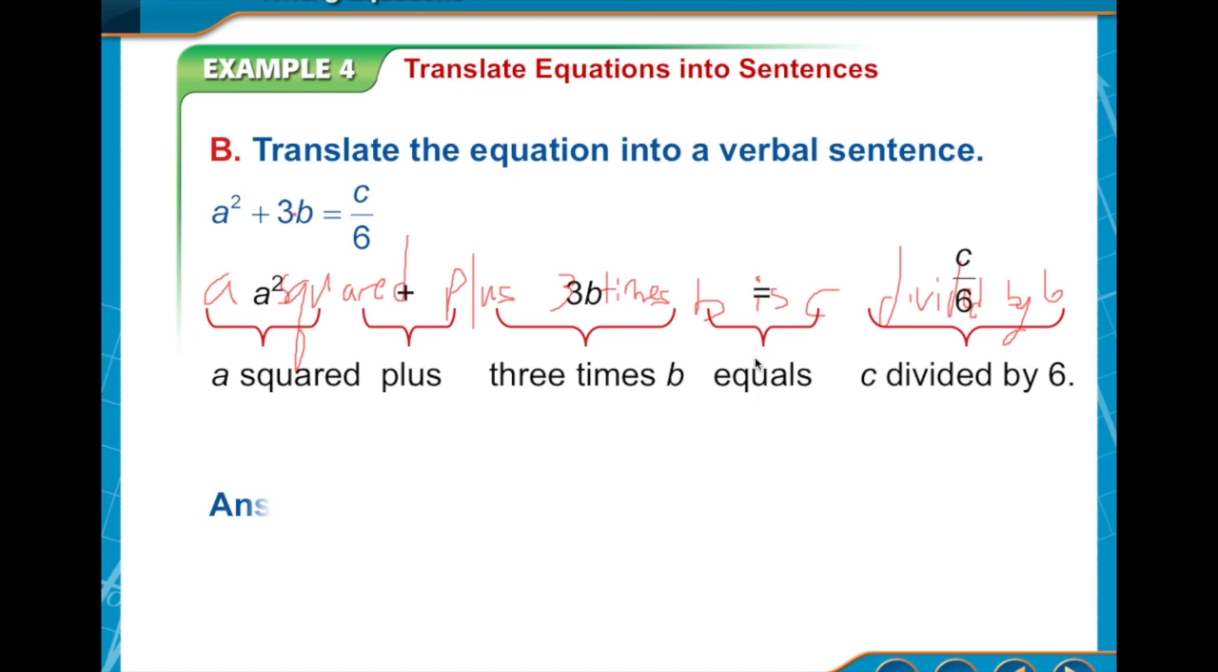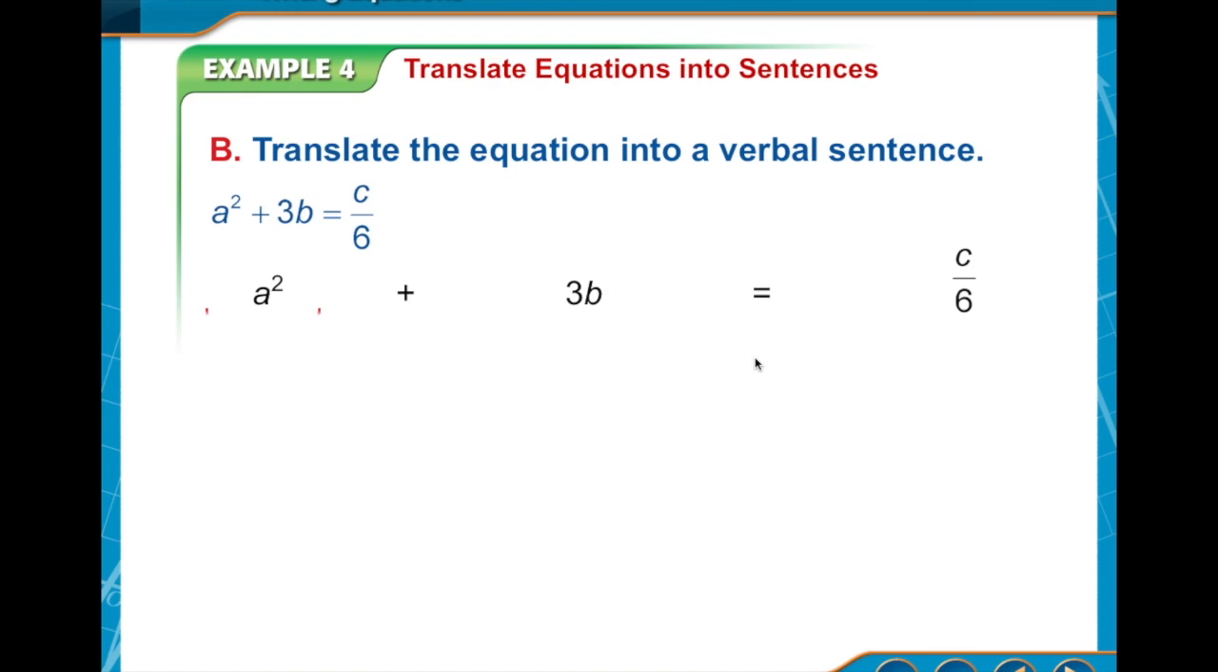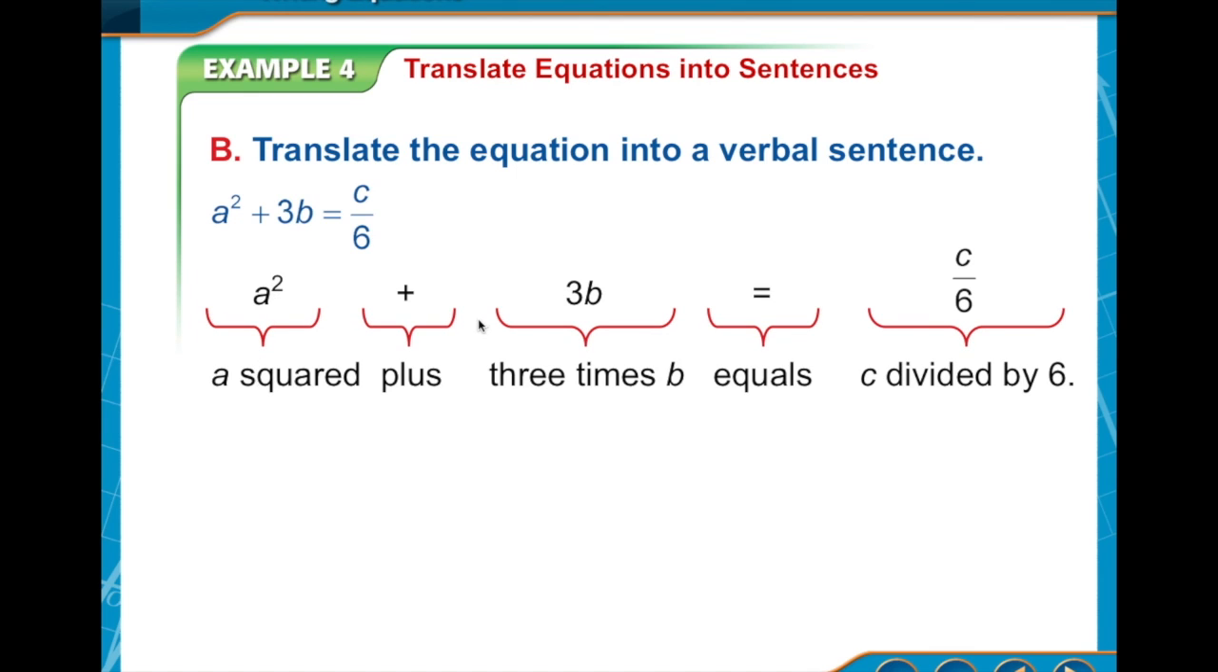So there we go. So we see our textbook answer here gives us a squared plus 3 times b equals c divided by 6. So there's some interchangeable things there. You could say is or equals. You could say the sum of these things, or you could just say plus. You could say quotient or divided by. So any of those would work as well. So you need to have this down. For example, for B, we turned the equation into a sentence, and now we understand how to work backwards from what we've done before.